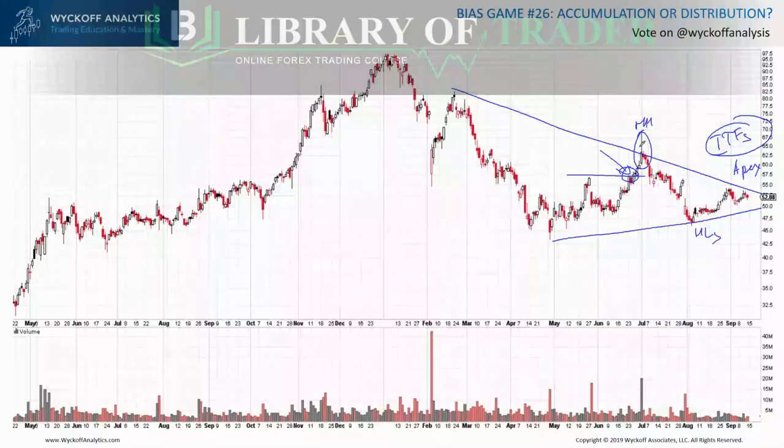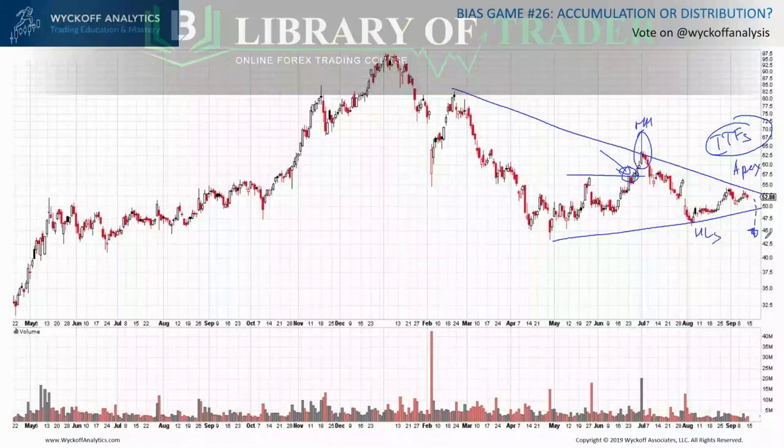So if there is still some of the institutions that are trapped in this position, once the price is going to start moving down, the price is going to accelerate. So let's just see if that happens.